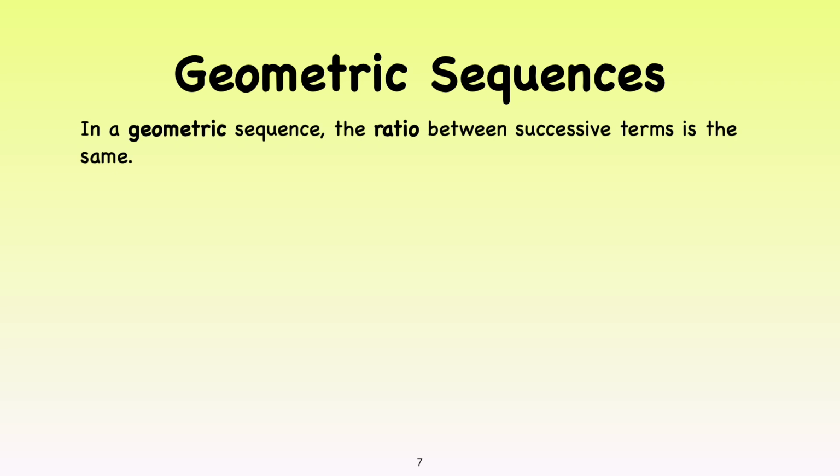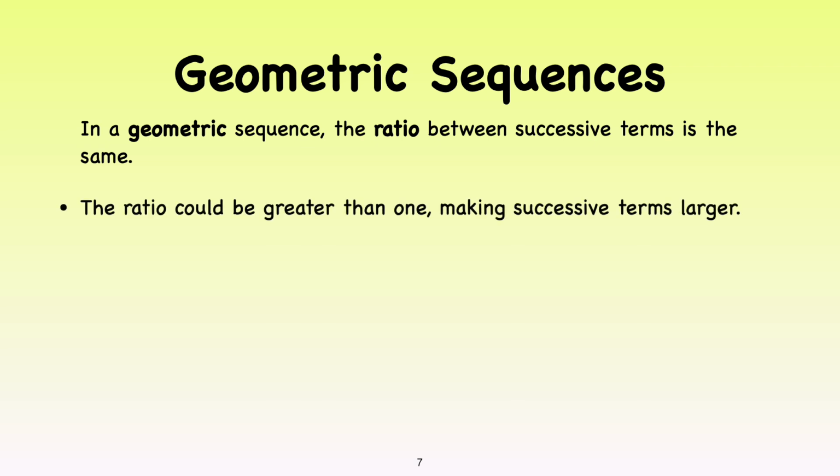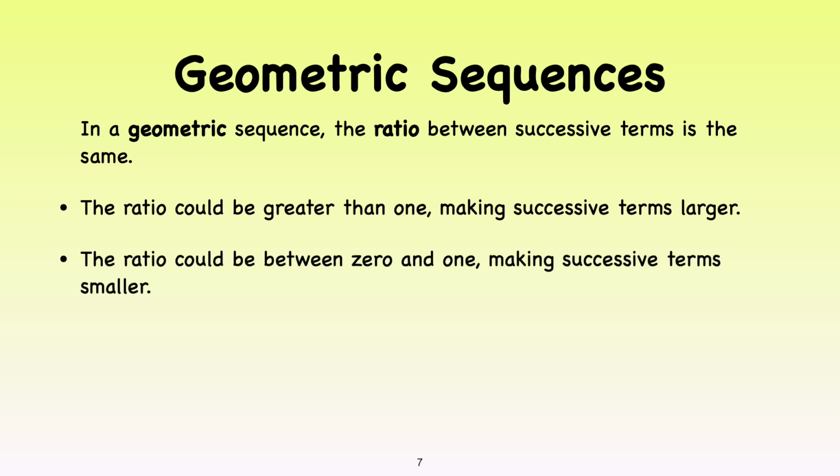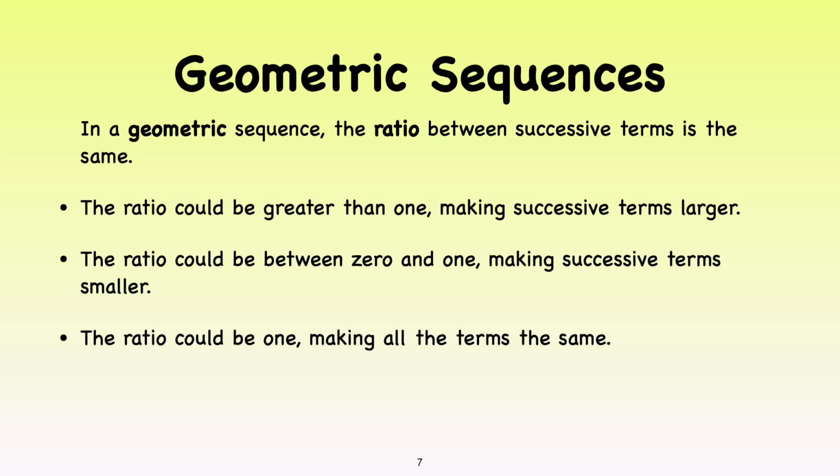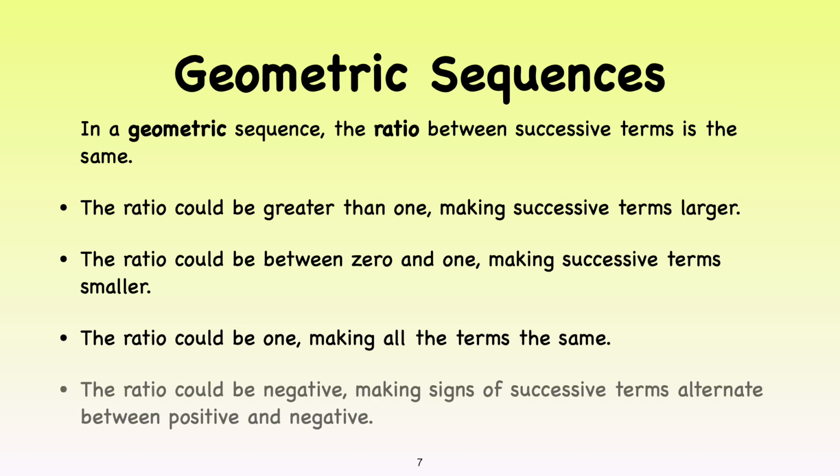In a geometric sequence, the ratio between successive terms is the same. The ratio could be greater than 1, and that would make successive terms larger and larger. The ratio could be between 0 and 1, making successive terms smaller. The ratio could be 1, making all the terms the same. And if the ratio is negative, then the signs of the terms will alternate between being positive and negative. Pause here if you need to copy this down.